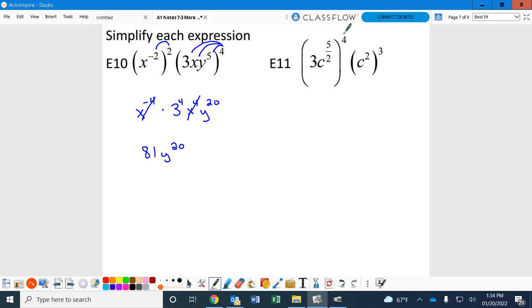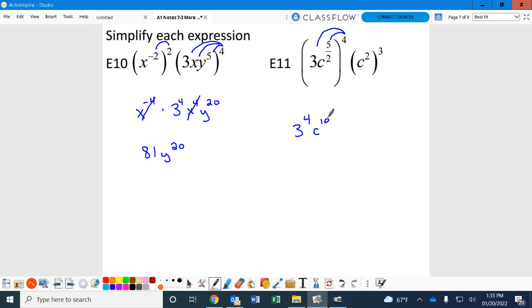Okay, here we go. This 4 gets distributed to both the things inside here. That's going to be 3 to the 4th. Oh, grab your calculators, guys. Okay, we got to multiply 5 fraction button 2 times 4. What's that give you? 10.